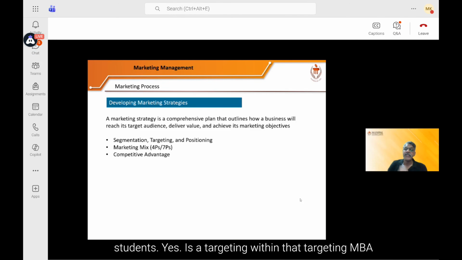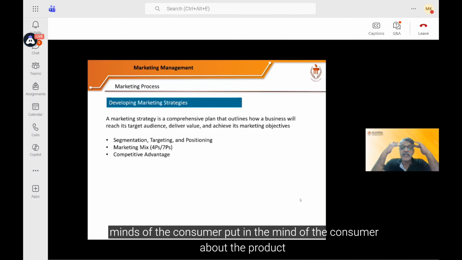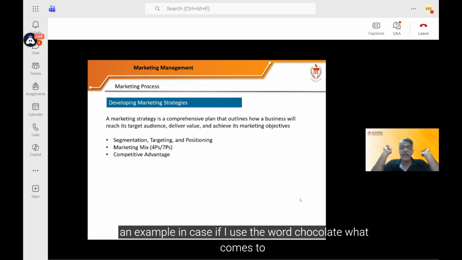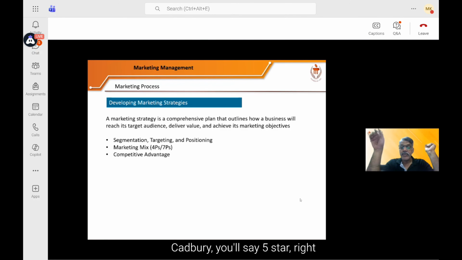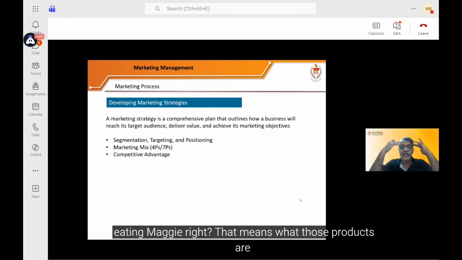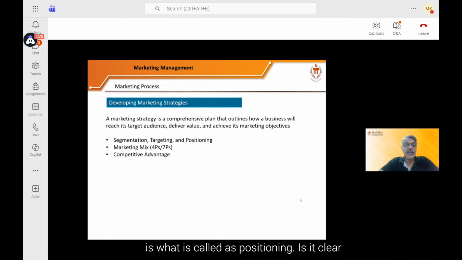Within that targeting, MBA students are asked to buy the book. Positioning is putting something in the mind of the consumer about the product. Positioning generally is a psychological aspect. For example, if I use the word chocolate, what comes to your mind immediately? You'll say Cadbury, you'll say 5-star, right? The moment I say you feel hungry, what do you feel like eating? Maggi, right? That means those products are instilled in the minds of the consumer through strong promotion, and that is what is called positioning. Is it clear?